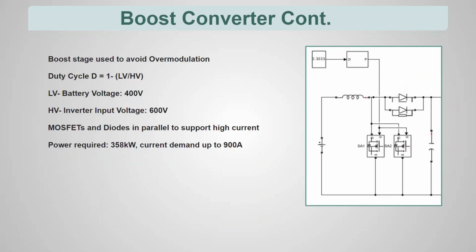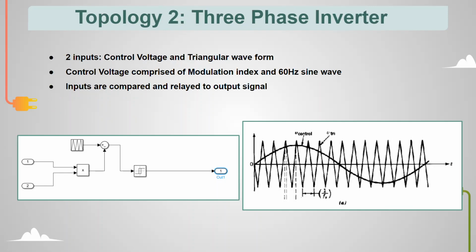The controls for the boost converter involve a duty cycle input, which was derived from the low voltage battery side at 400 volts and the desired high voltage output at 600 volts. This duty cycle inputs a PWM generator, which controls the switching time of the MOSFETs and diodes. We have 2 parallel MOSFETs and diodes instead of the usual 1 each due to the high current demand of the system.